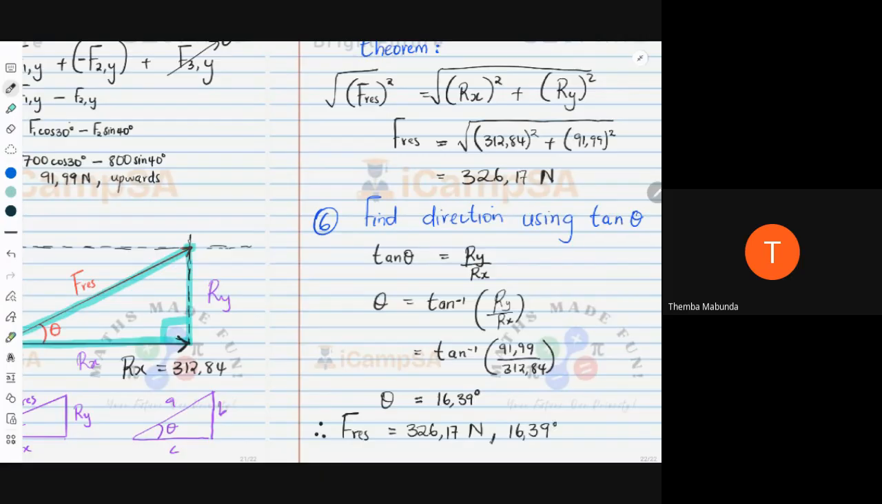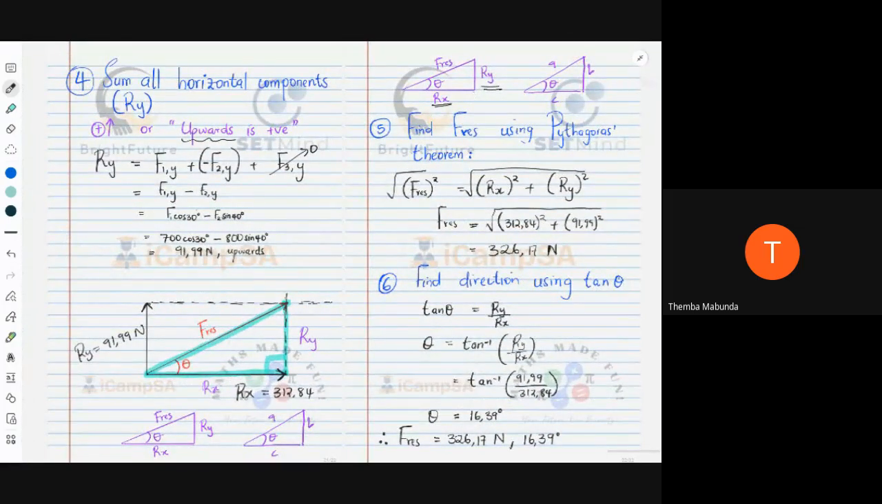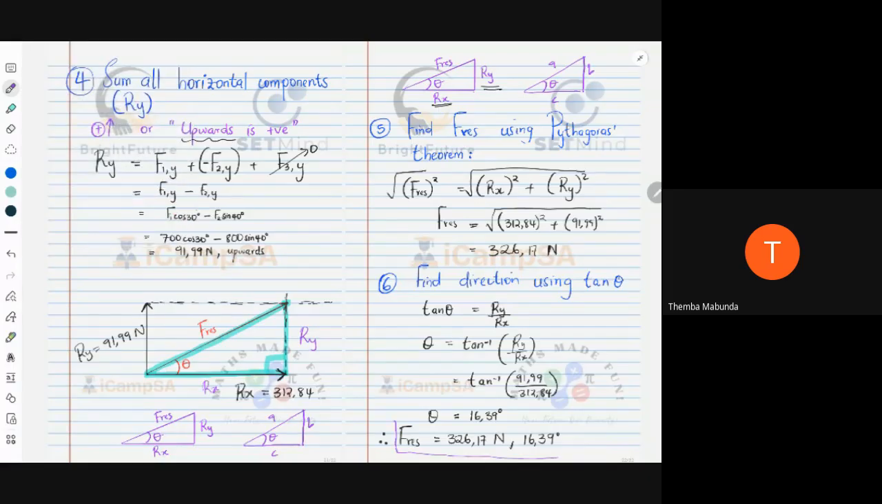16.39. Some would say at 16.39. Right. So that is how you would specify magnitude and direction. So actually, this whole 9 marks, they were looking for this thing alone. Just this.